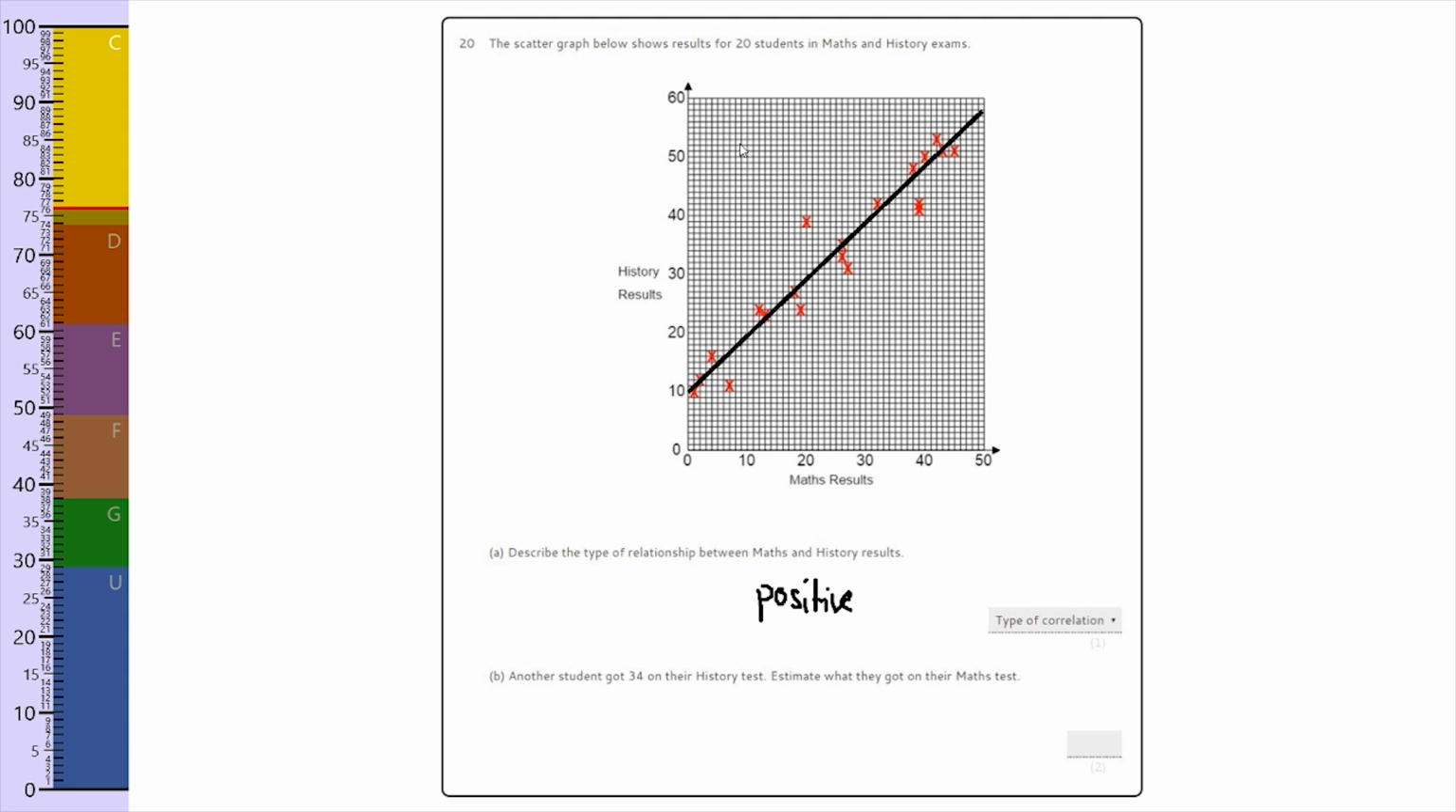The other thing with scattergraphs is that they go with the data. If I drew a line going down from the top left to the bottom right, that's not going to be a good line of best fit. It says he got 34 on his history test.